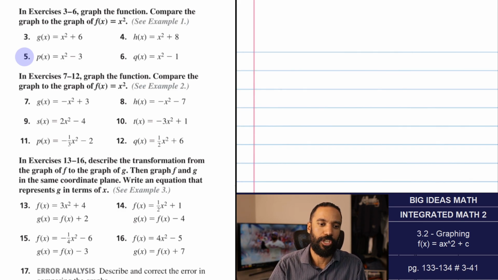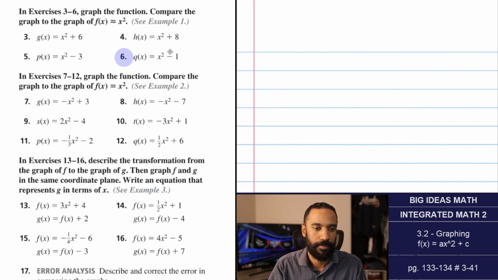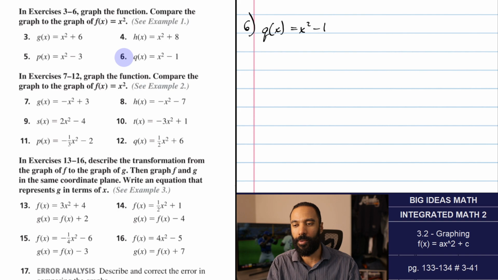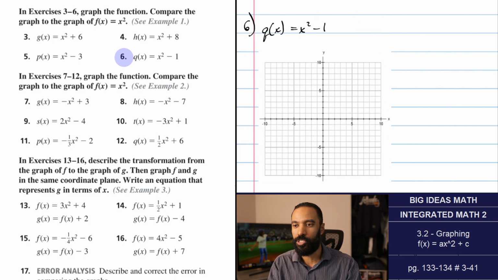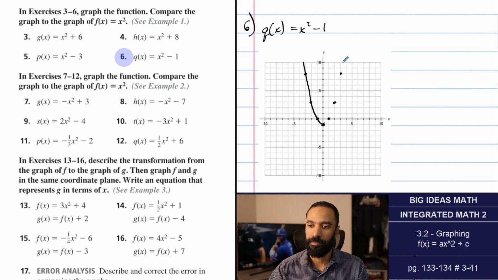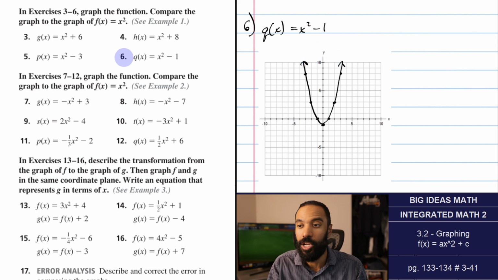Number 6, we have q of x equals x squared minus 1. We are going to go ahead and graph that guy. We start at 0, -1. And we again go over 1 up 1. Over 2 up 4. Now what's 9 away from -1? That's 8. So over 3 up 9. And we can, of course, go across the axis of symmetry just like that. 1, 1, 2, 4, 3, 9. Okay. And there is the graph, and this was vertically translated 1 unit downward.